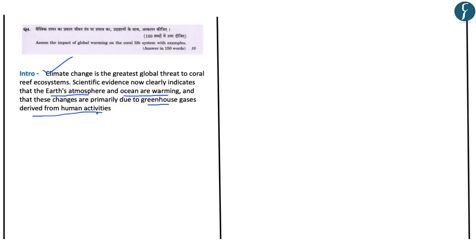coral reef ecosystem. And in the body of this answer, you would have explained this relationship between the impact of global warming on the coral life systems. And this relationship has been highlighted by one of the important studies which was undertaken by UNESCO. And this study was related to the impact of global climate change on its World Heritage coral reefs.